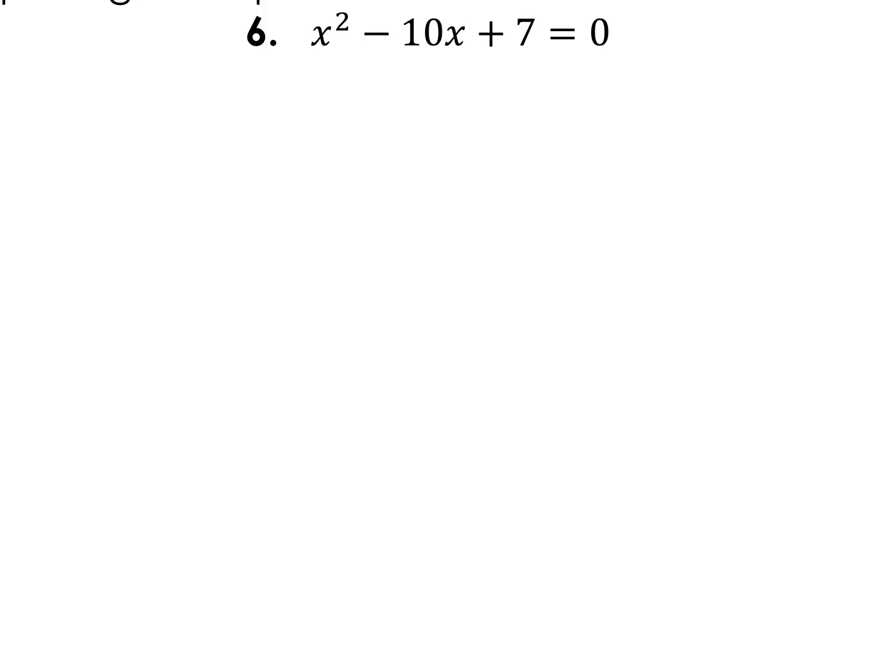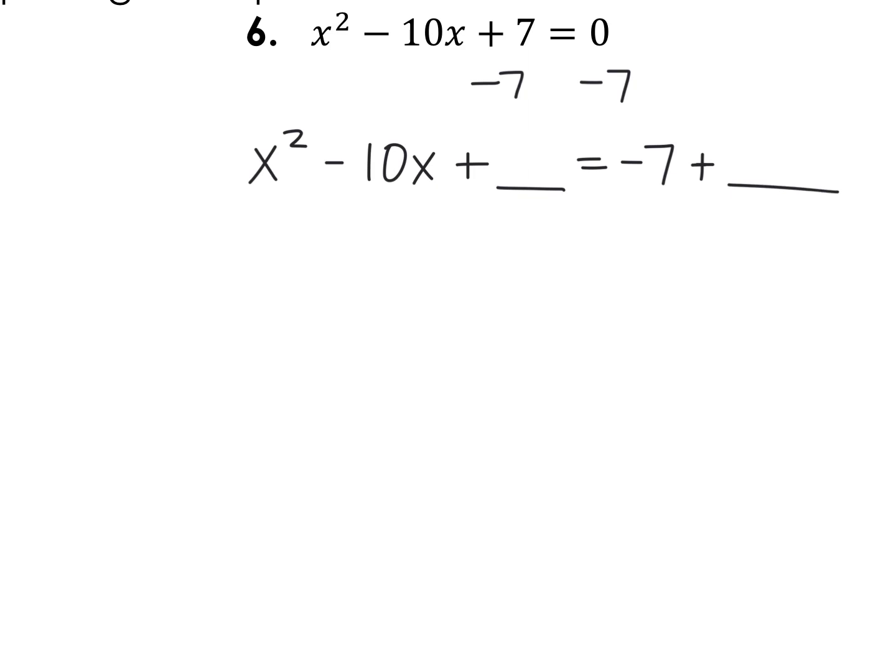Look at number 6. What's got to move first? We'll move the 7. We'll move them over. -7, -7. I'm subtracting because it's positive. Okay, make sure you leave a blank. X squared minus 10x plus something blank equals -7 plus blank. You have to figure out what goes in the blank, okay?